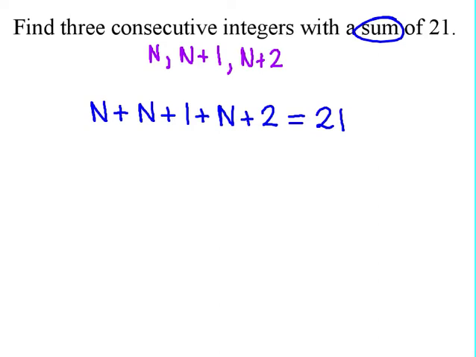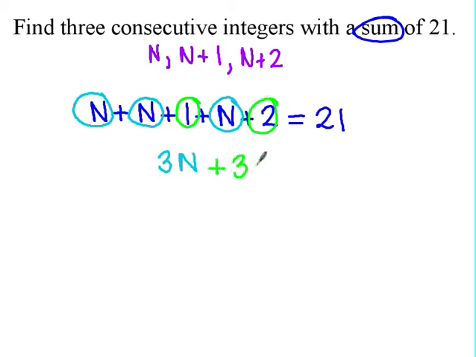So let's add those together. So I'm looking for like terms. How many n is this? 1. How many do I have now? So really I have 3n. Let's look at what else I have. What does that give me? So I have 3n plus 3 equals 21.